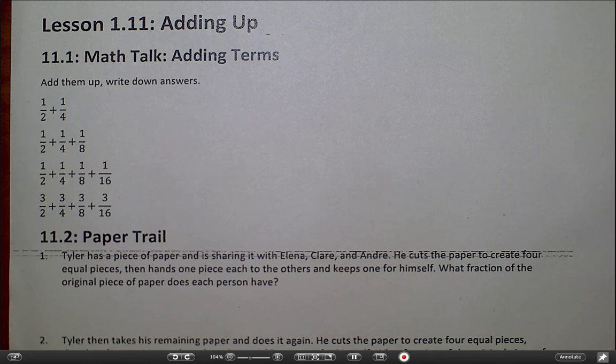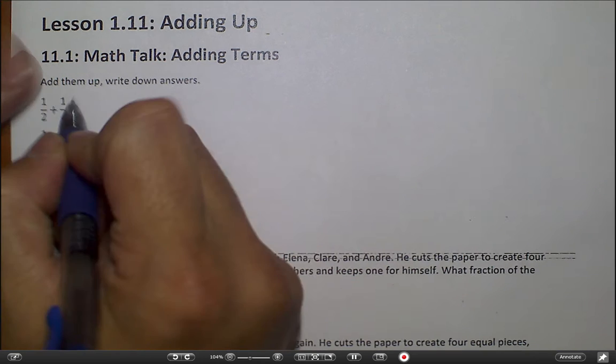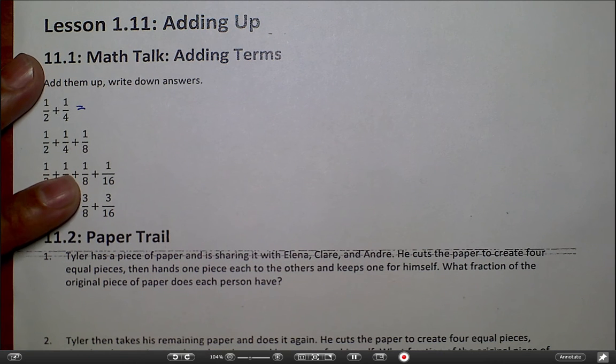Okay, so we're going to go through the problems that we had from our warm-up. The first one is going to be how much?